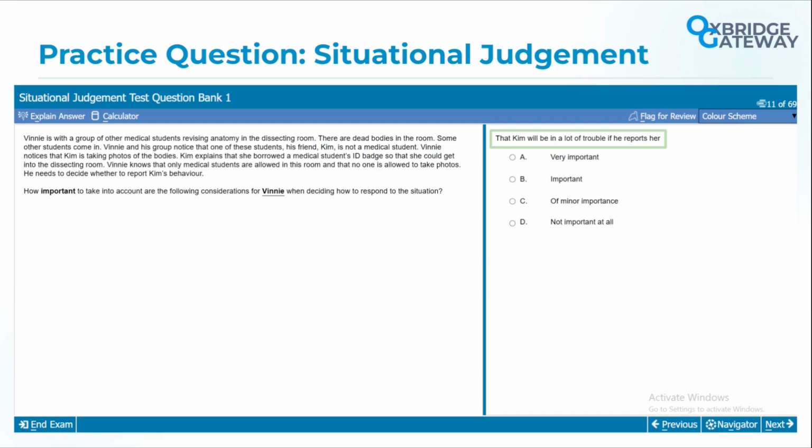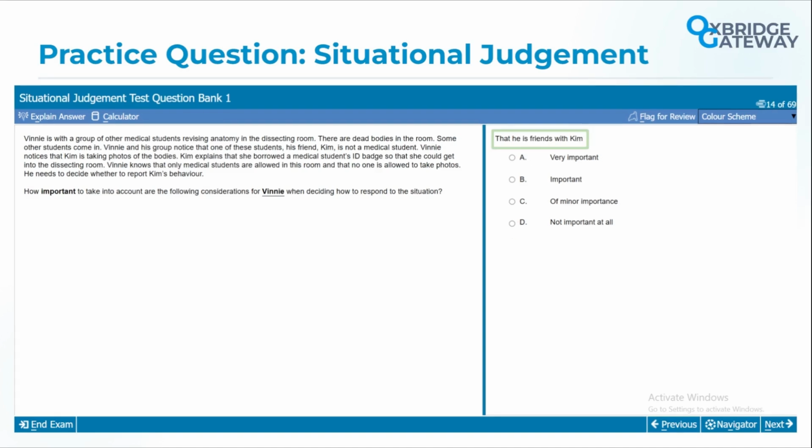However, in undertaking this course of action, Kim both knew and took responsibility for the potential ramifications. The final consequences are ultimately down to the university, so this is not our responsibility either. Consequently, the correct answer is D, not important at all.